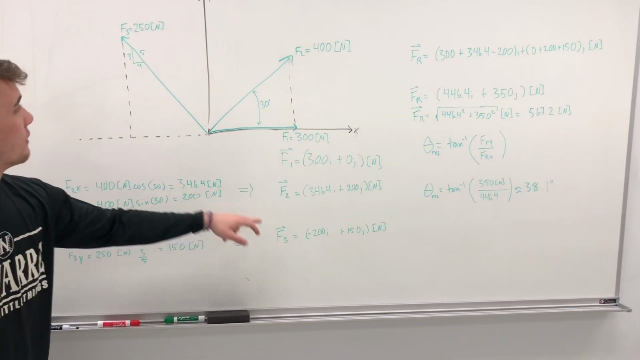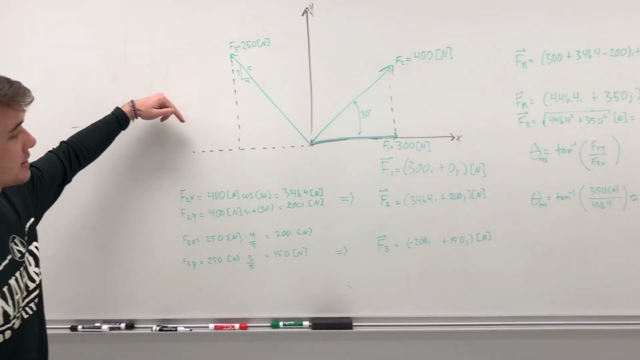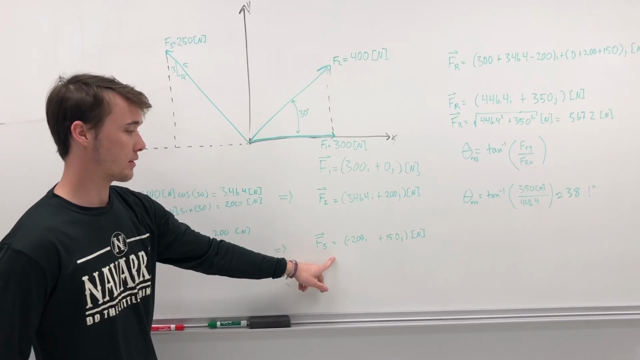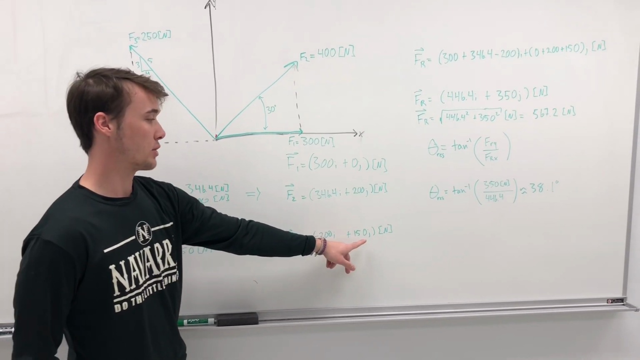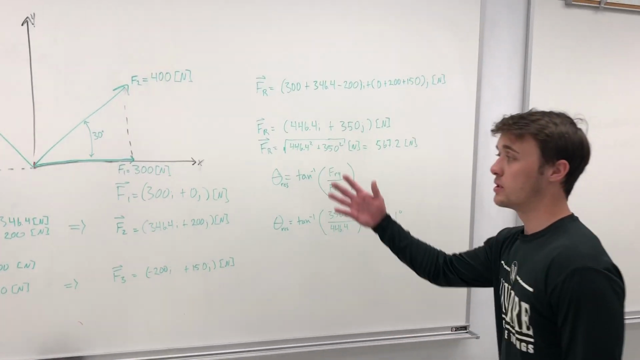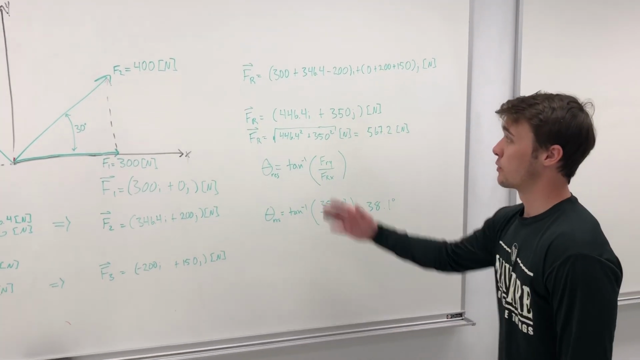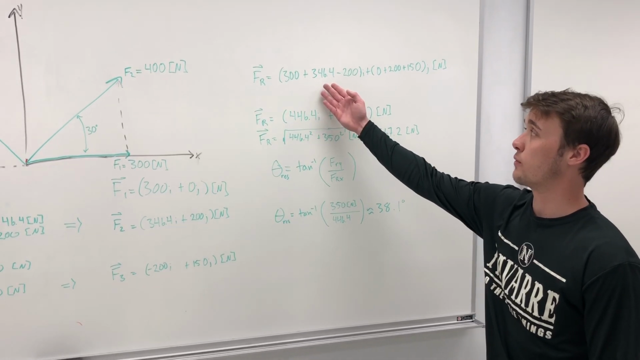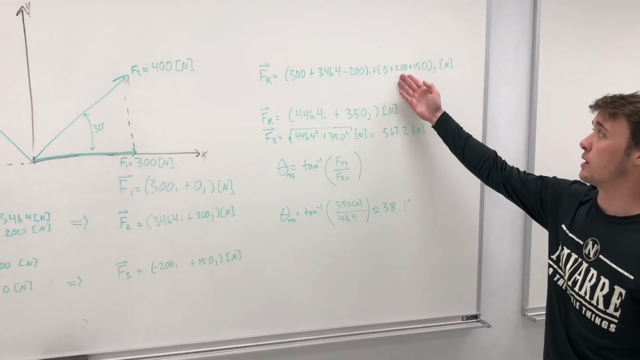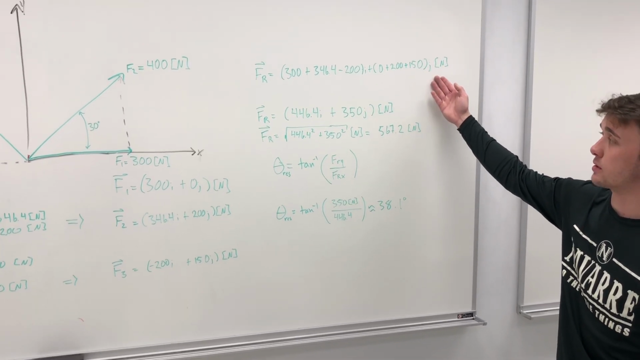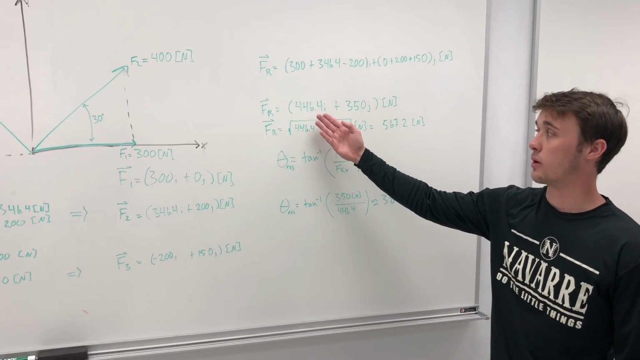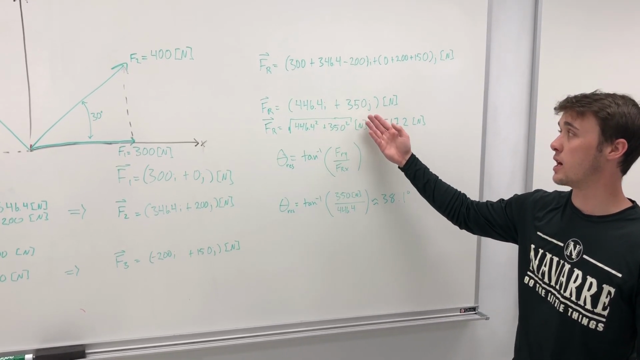Now for F3, if we notice, our x is actually negative x, so we have to remember that. Our F3 vector is now going to be negative 200i plus 150j newtons. To find a resultant force, all we do is add or subtract all of these up. So right here it's going to be 300 plus 346.4 minus 200 i plus 0 plus 200 plus 150 j newtons. When we do this math, we find that our resultant force is 446.4i plus 350j newtons.